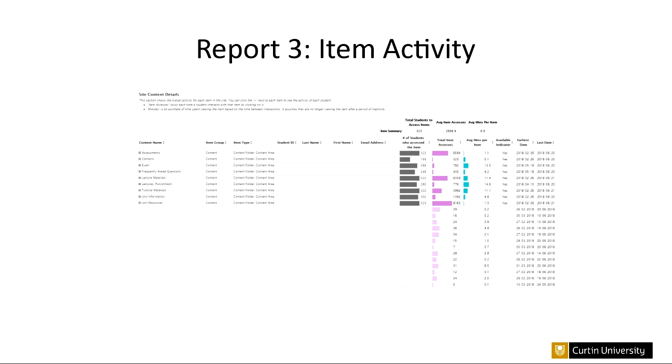It's basically just a list of every content item in the site, every assessment, test, folder, etc., and basic stats about the number of times they've been accessed. So that first column there is the total number of students who have accessed it. Second one is the average number of accesses per student, and then the number of minutes, whether or not the item is available to staff, and then it's the first and last date that the item's been accessed.